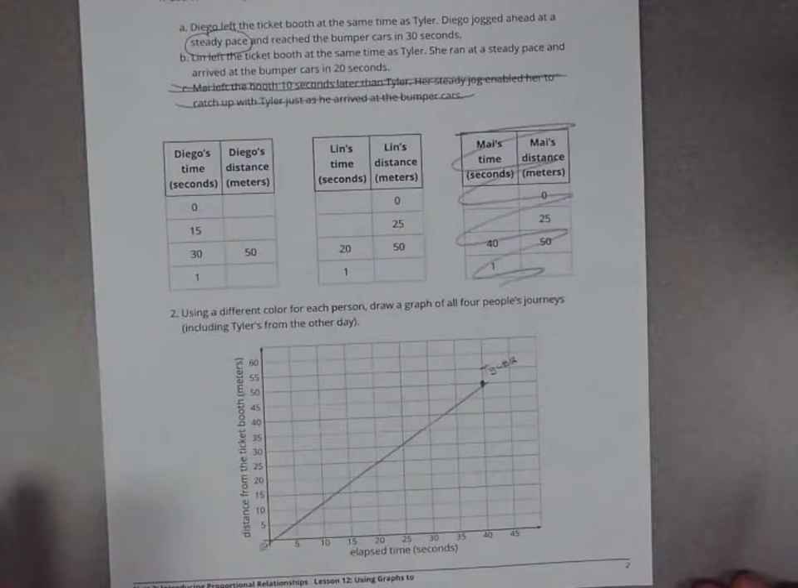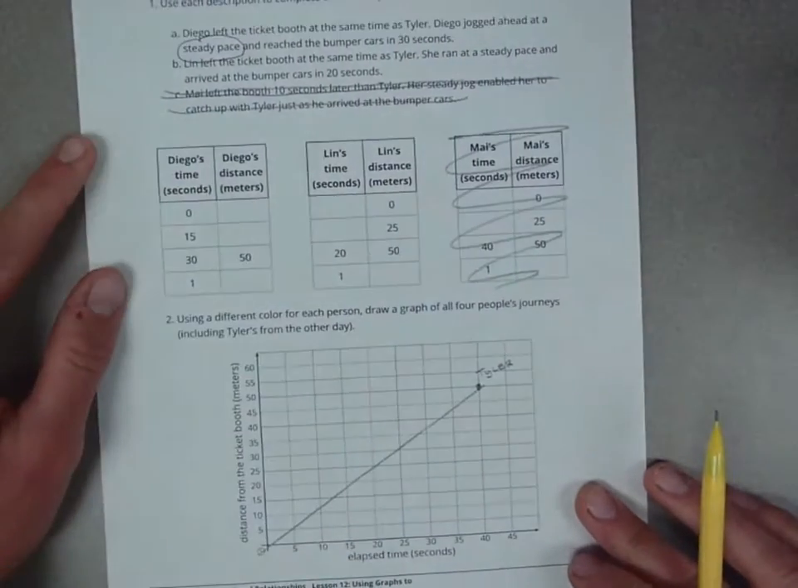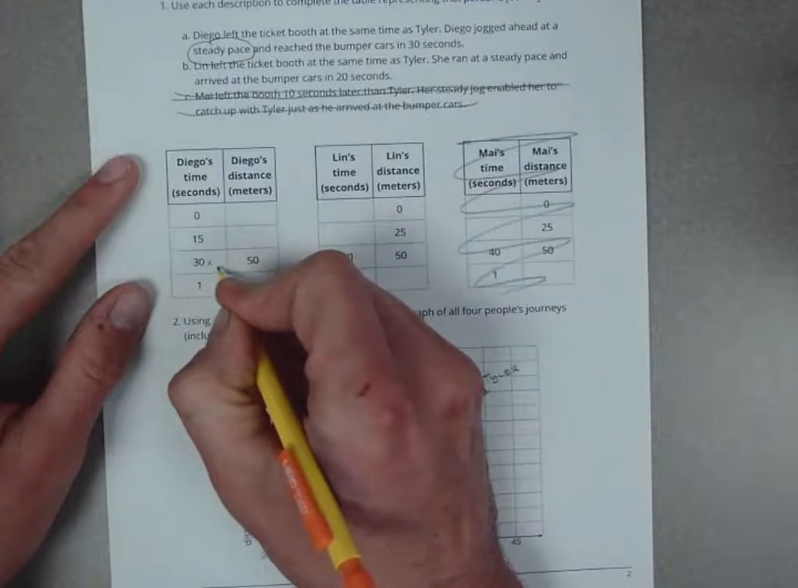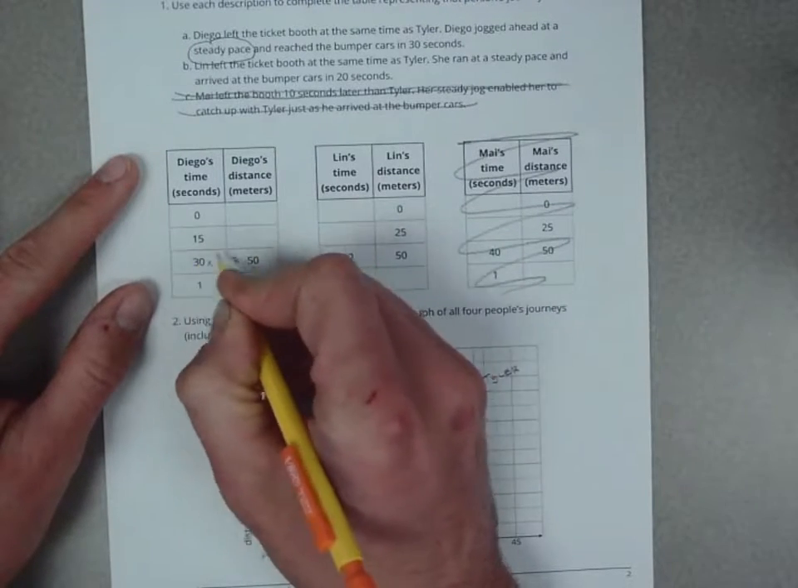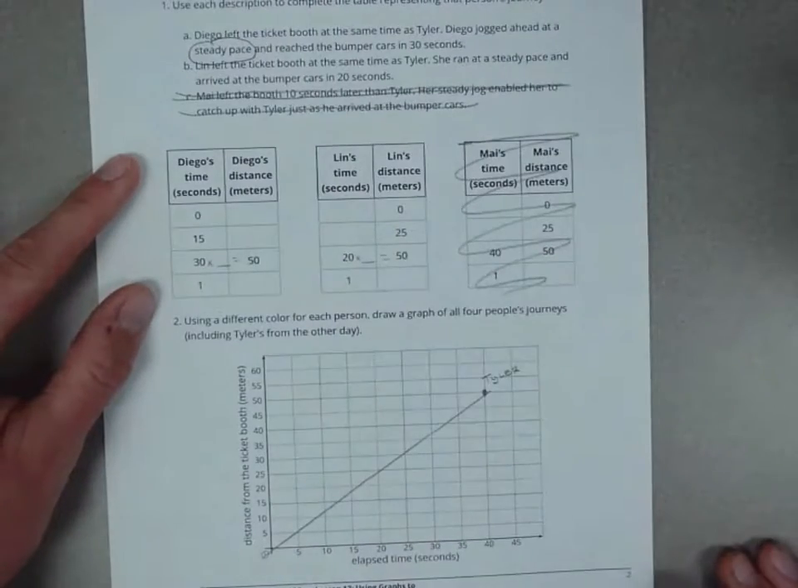To do this, the first thing I want you to do is fill in the rest of these tables that are missing. That means you're going to have to find the constant of proportionality, what you're multiplying time by to get distance, for both of them, and then fill in the rest of the table.